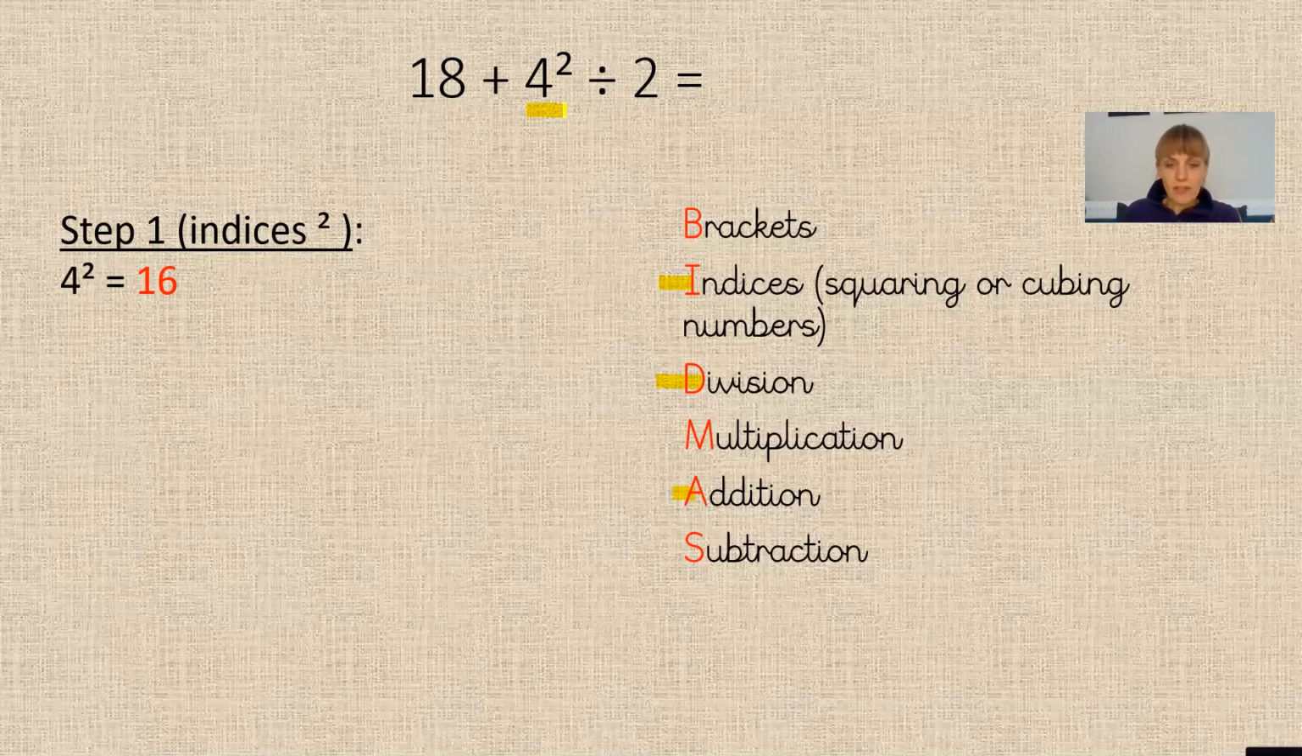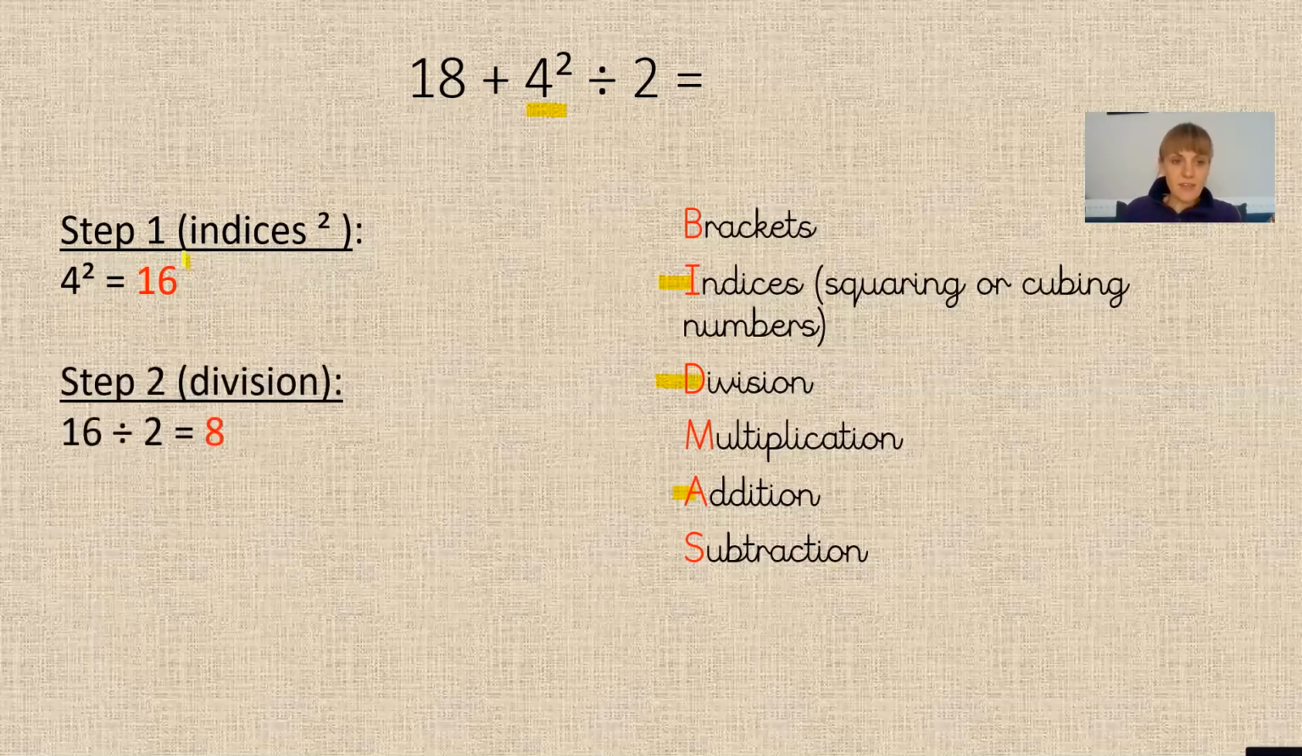Then I'm going to look down my list because I've got 2 other operations to do here. I've got addition and I've got division. Division is higher in the list, and if we remember from Tuesday's lesson, division comes before addition and subtraction. So I'm going to do that as step 2. I take the answer from step 1, the answer to my indices, and I then divide that by 2, which gives me an answer of 8. Now, all I've got left to do is this part. I've got to add 18.